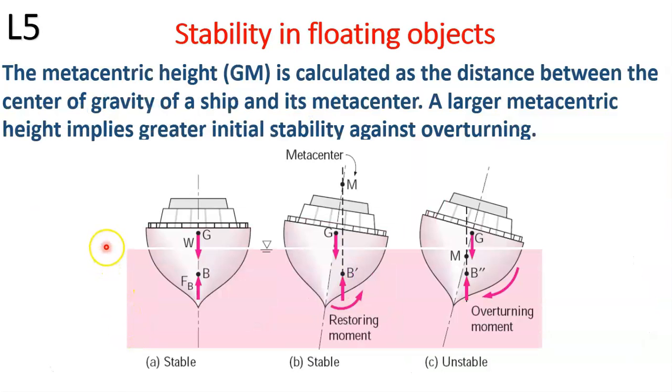So here in the case of a ship, we have heavier objects at the center, down at the bottom, so that the system is stable. The metacentric height GM, G to M, is calculated as the distance between the center of gravity of the ship and its metacenter. A large metacentric height implies greater initial stability against overturning.